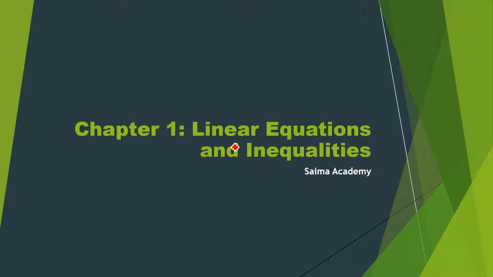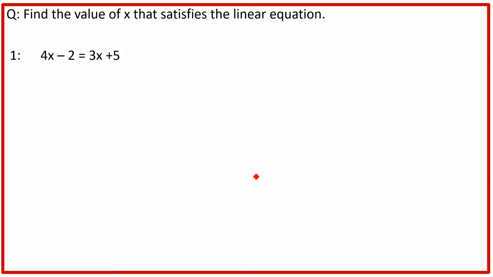This is the second lesson of linear equations and inequalities, and here I will show you how to solve the equation. And again, we are discussing one variable linear equations. So the question is, find the value of x that satisfies the linear equation. Here we have a variable x. If you have a variable y, z, a, b, c, whatever, you have to solve the equation the same way.